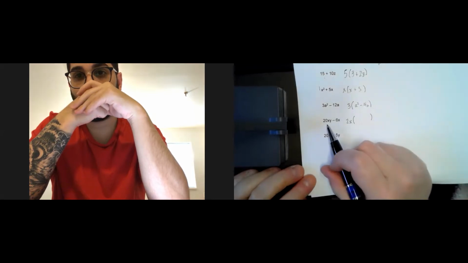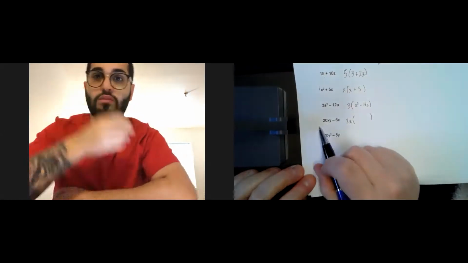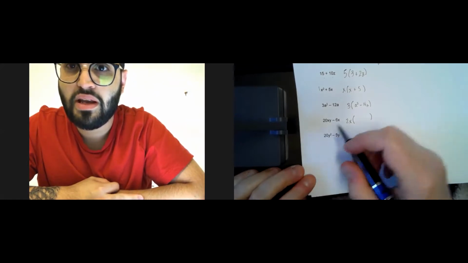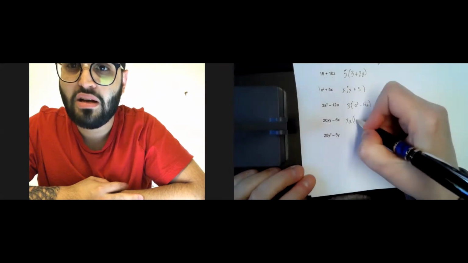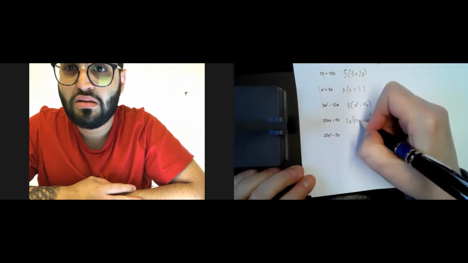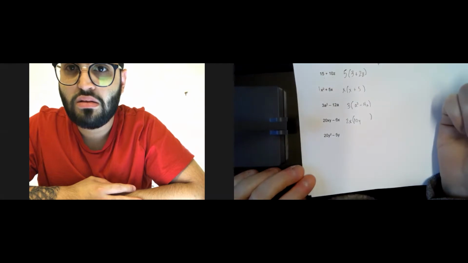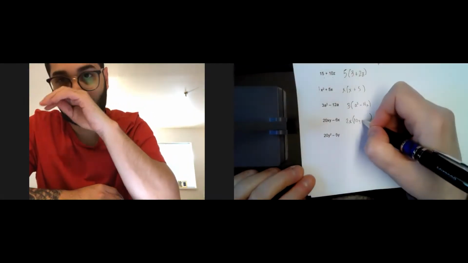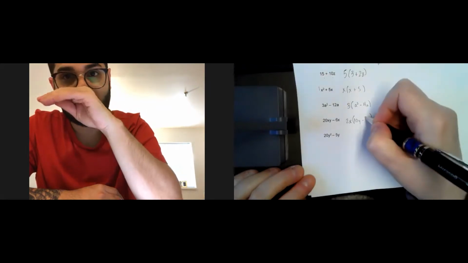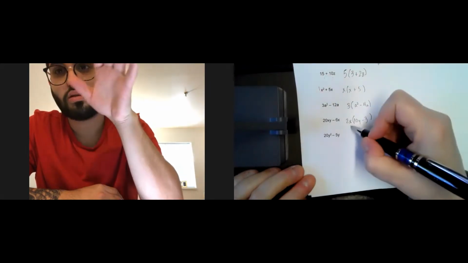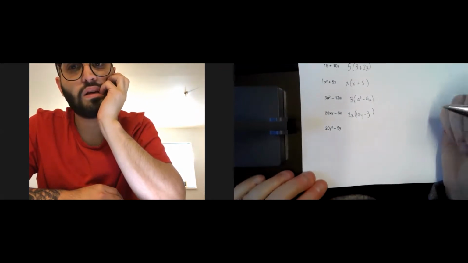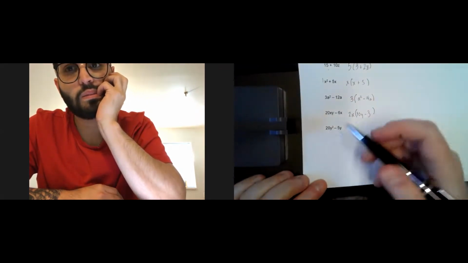Which would mean this, in order to get 2x times what to make 20xy would be? 2 times 10. But why is that y there? To throw you off. Okay, I see. Yep, it's just to throw you off. And then minus 3x. Just minus 3. No, you already have the x. I already have the x. Perfect. Good job. And then this one?